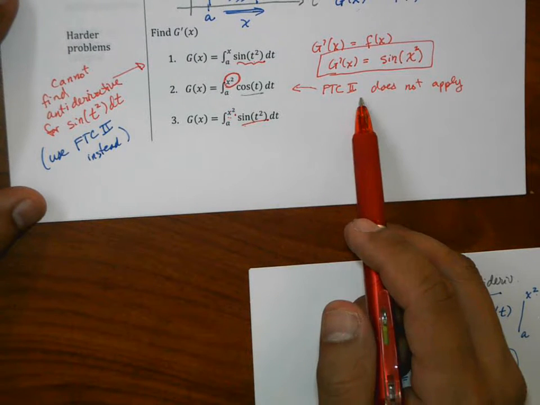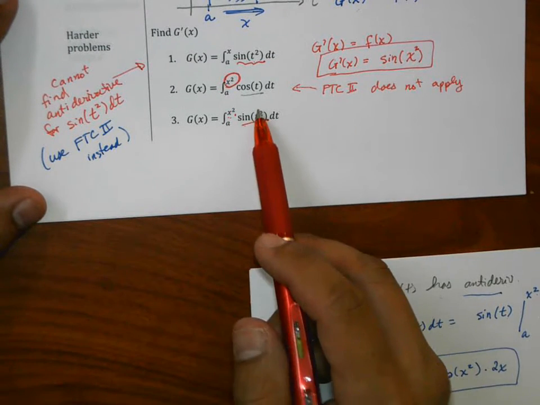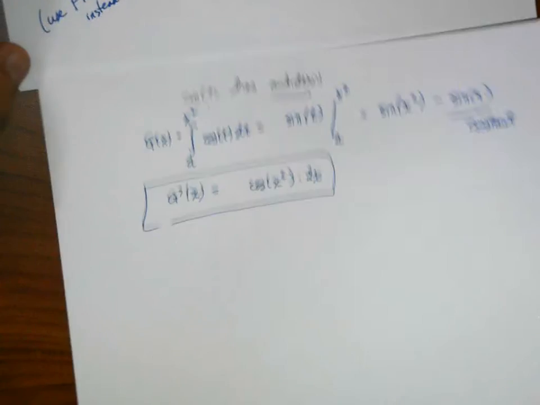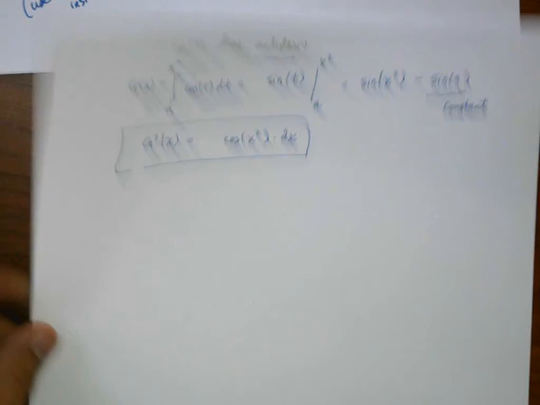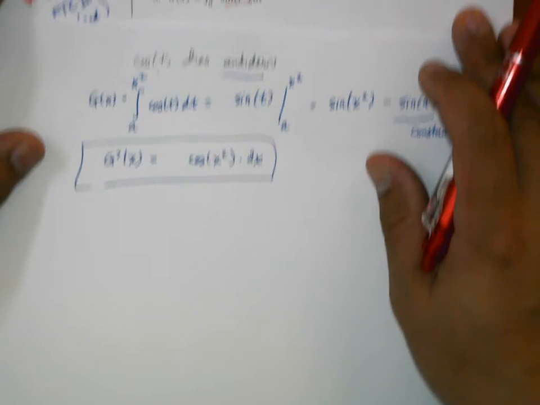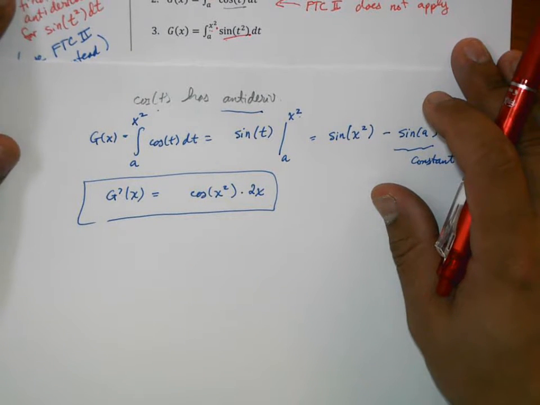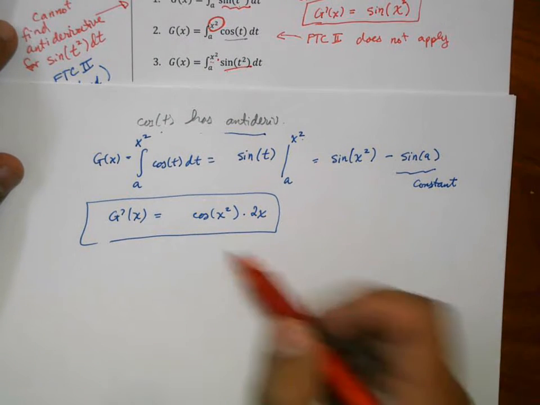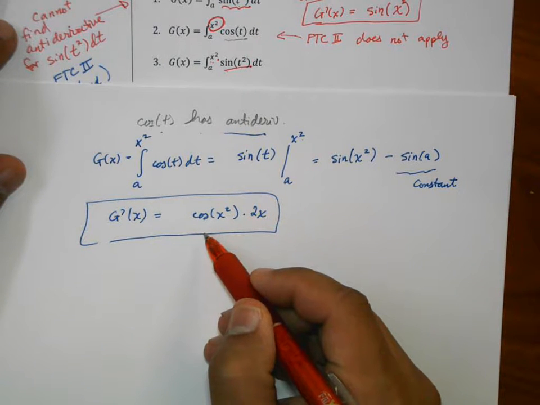Second problem, we can't use the FTC, but we could find the antiderivative. Third problem, we can't really do either one of those. Okay? But we can use the existing problems as a way to help understand the third problem, the new one. So let's look at the result of the second problem here.